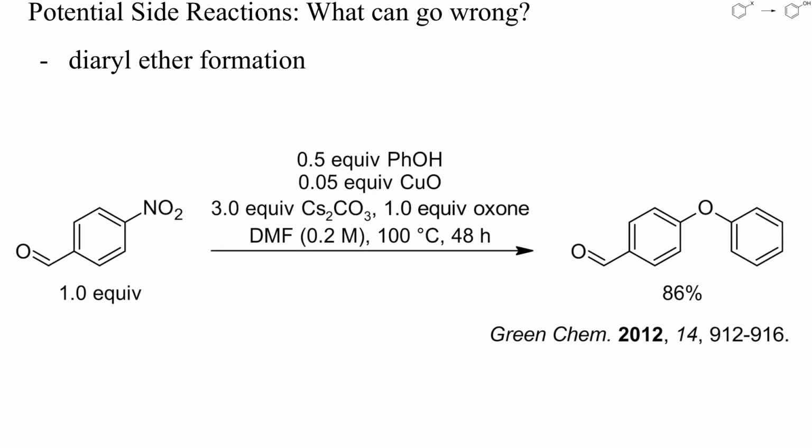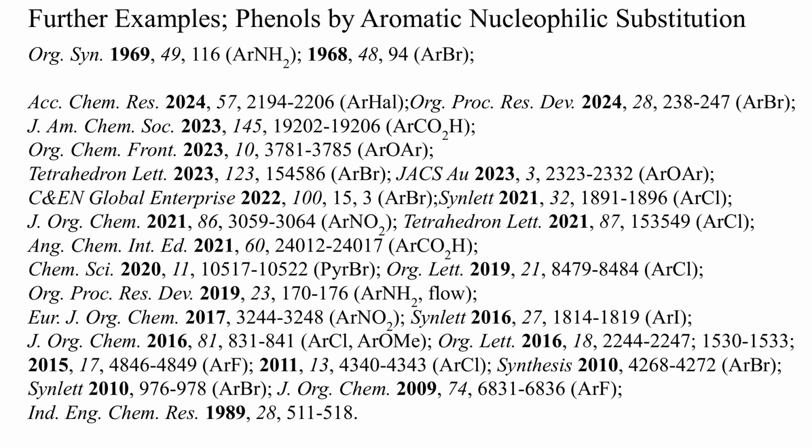If too little hydroxide or water is added, diaryl ethers can be formed. This can be a problem with very lipophilic starting materials. In such instances, phase transfer catalysts or tert-butoxides may be used to suppress diaryl ether formation. Here are some further examples which you can also find in the description of this video.